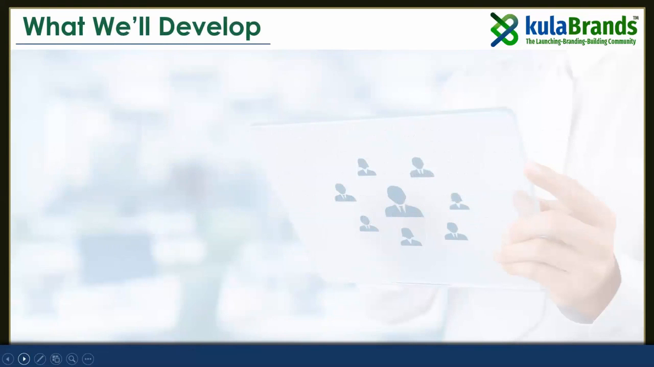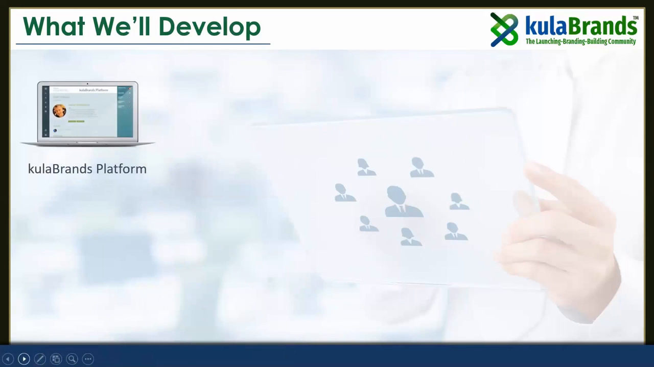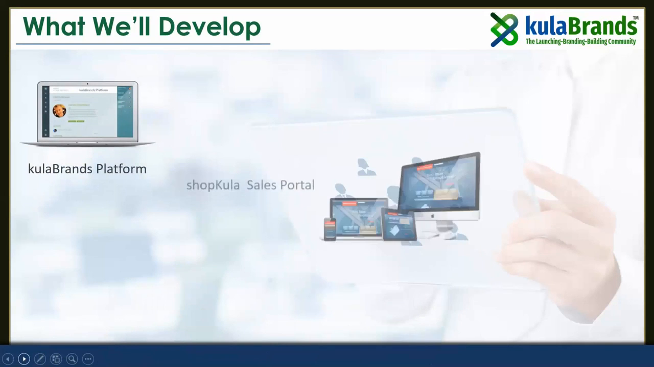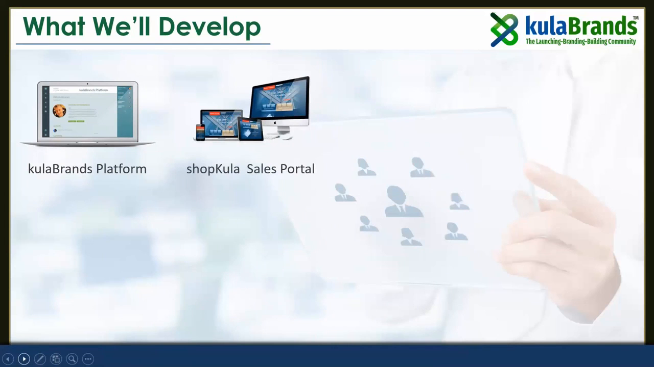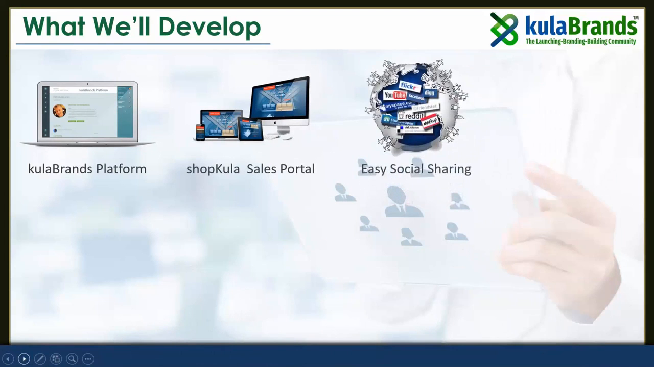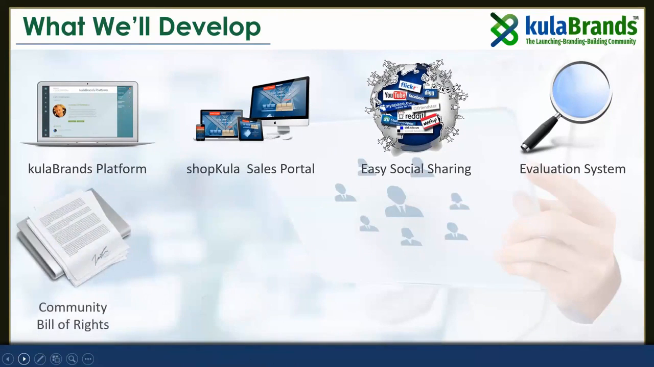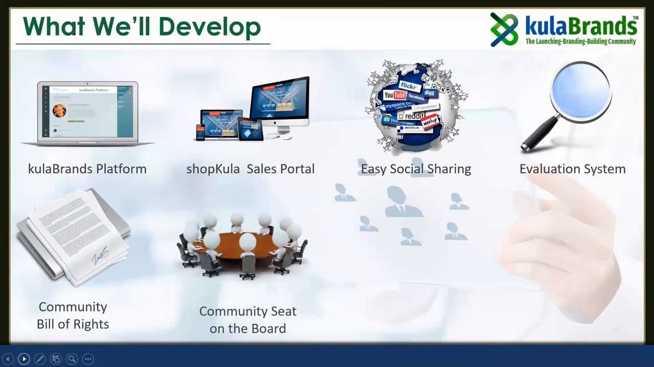So what will we develop? Guys, we give you a full back office for you to operate your business in, a sales portal in order to earn points in the sales pool, a branding and marketing software that allows easy social sharing, to earn points in the branding and marketing pools, an evaluation system to decide which projects you want to support to earn points in the reward-based crowdfunding pool, a community bill of rights, and one of those rights is that the community holds one of the seats on the board permanently, elected by the community.